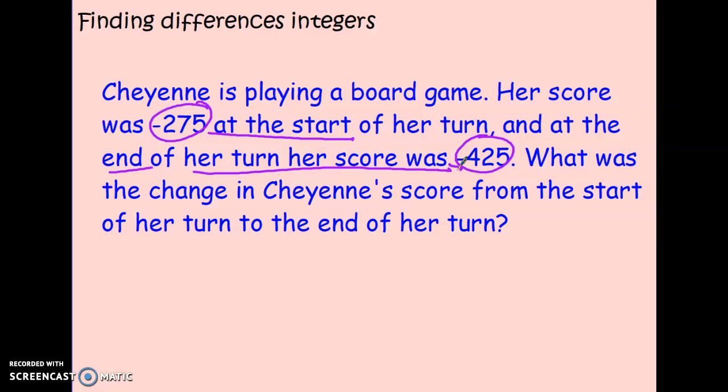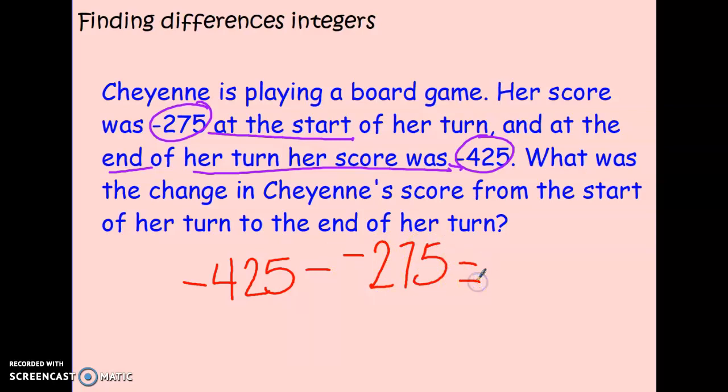So again, we're going to set this up starting with what we ended with. We ended with -425. Okay? So we're subtracting what we started with, -275. Okay, again, we're adding the opposite. So we got -425, and you guys can write it out. We have to subtract. We have different signs.